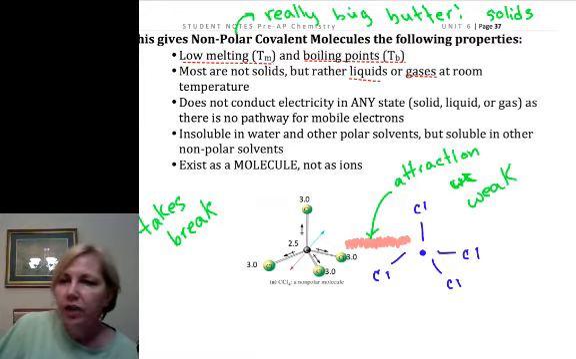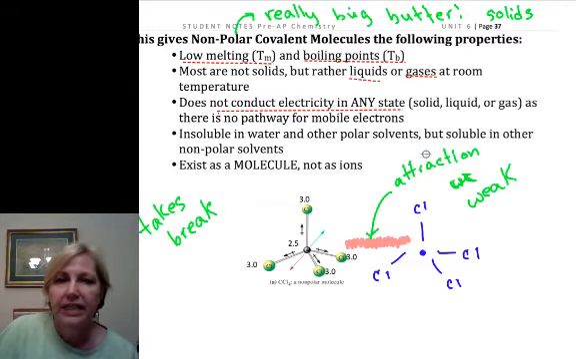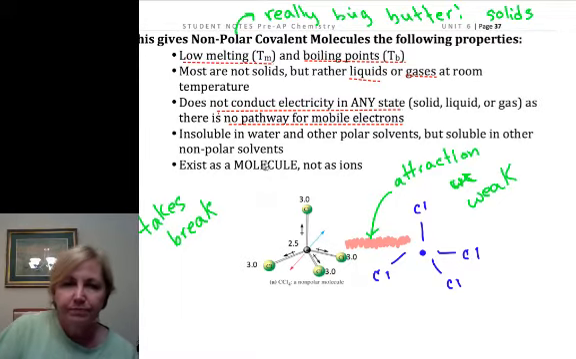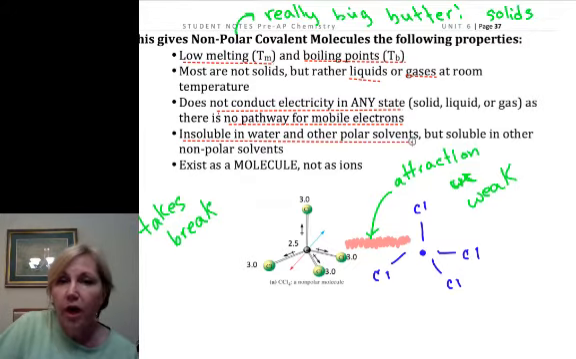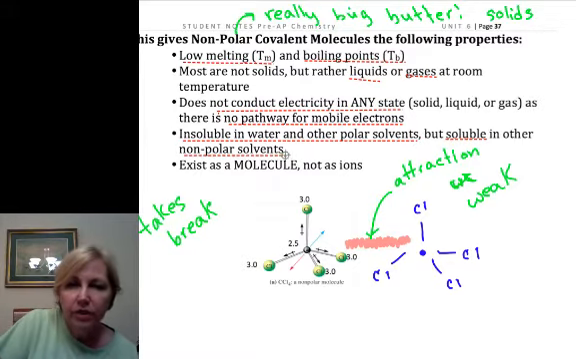Covalent, period, doesn't matter whether they're polar or nonpolar, covalent molecules do not conduct electricity in any way, shape, or form. There's no pathway for mobile electrons. There's no charges for them to hop through. There's no freedom for electron motion. Nonpolar are insoluble in water and other polar solvents, but they're soluble in nonpolar solvents.